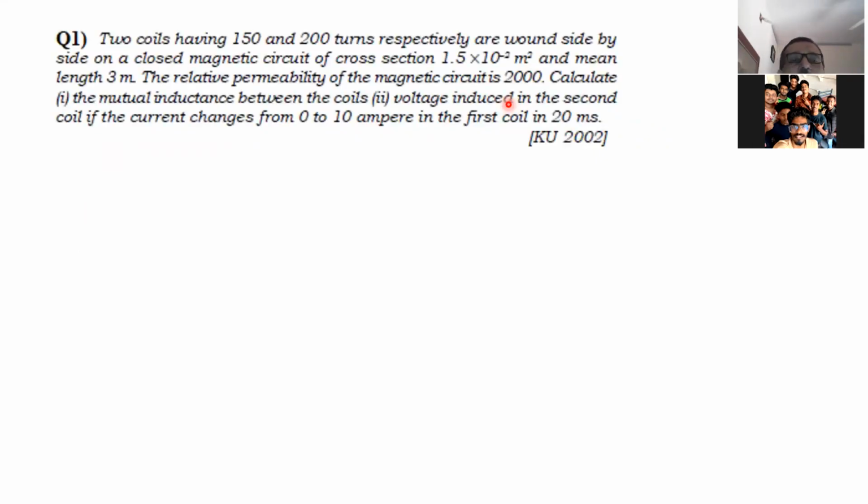Please read this question, Harinandan. Two coils having 150 and 200 turns respectively are wound side by side on a closed magnetic circuit of cross section 1.5 into 10 raised to minus 2 meter square and mean length 3 meter. The relative permeability of the magnetic circuit is 2000. Calculate 1. The mutual inductance between the coils. 2. Voltage induced in the second coil if the current changes from 0 to 10 ampere in the first coil in 20 millisecond.